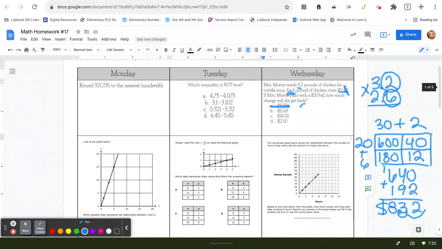So our last step is to do $20 minus $8.32. Let's regroup because I can't take two things from no things. This becomes 10. This becomes 9, 9, 1. 10 minus 2 is 8. That's our number talk. 9 minus 3 is 6. 9 minus 8 is 1. And bring down our 1 for an answer of B.